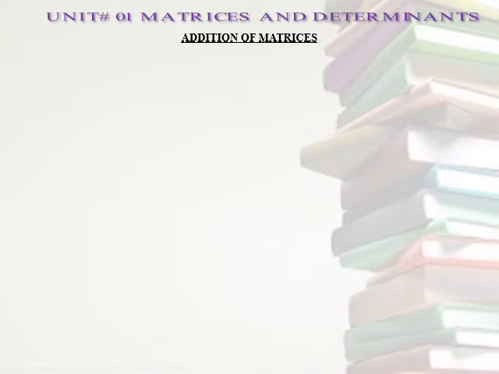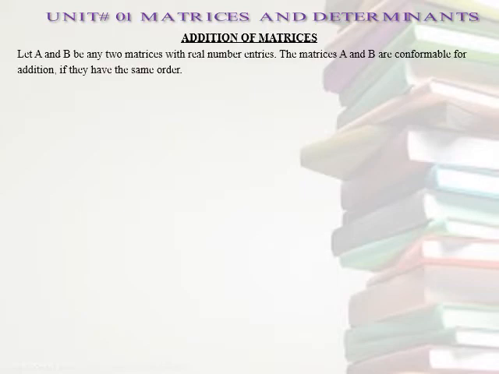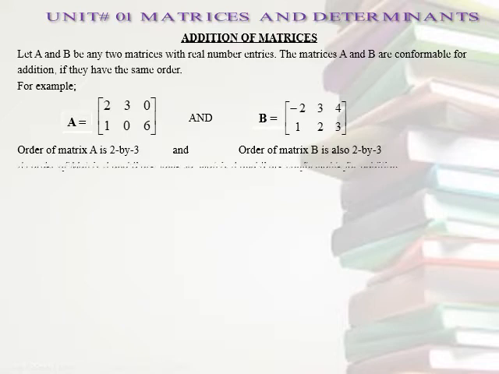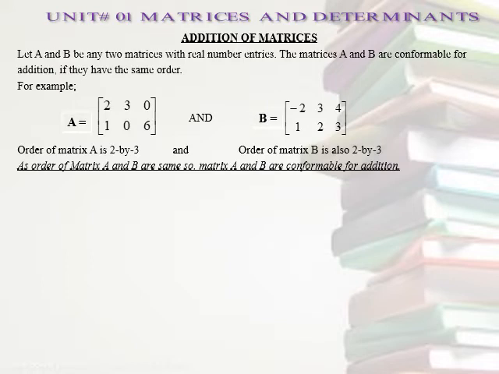Students, our first topic is addition of matrices. Let A and B be any two matrices with real number entries. The matrices A and B are conformable for addition if they have the same order. For example, this is matrix A and this is matrix B. The order of matrix A is 2 by 3 and the order of matrix B is also 2 by 3. As the order of matrix A and B are the same, matrix A and B are conformable for addition.